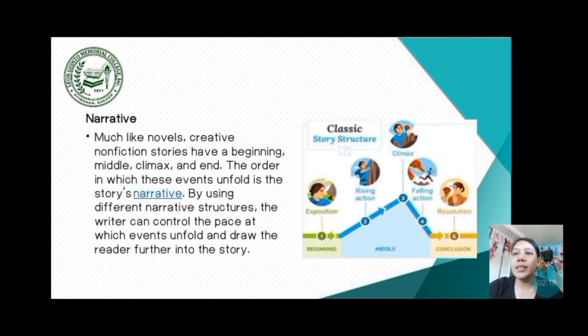And the next one is the narrative. Much like novels, creative nonfiction stories have a beginning, middle, climax, and end. The order in which these events unfold is the story's narrative. So the narrative is the story or the way the story is told, including what happens and how it's told.